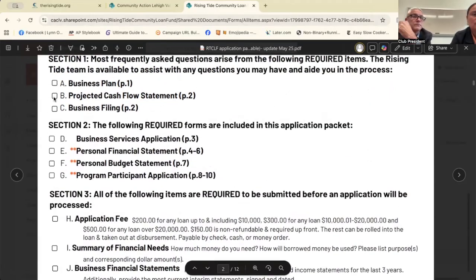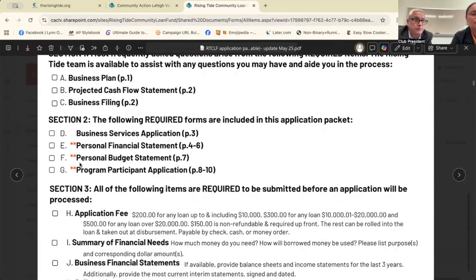Section 1B is the projected cash flow, which I showed you before, has a QR code. That QR code has a video explaining how to start with the cash flow projections. If you still are not understanding the video, we can definitely schedule an appointment with you to work that out. Business filing, same thing, registering your name with the business. If you haven't done it, we can also help with this. So that's section 1. Section 2 is already done. Let's go to section 3.